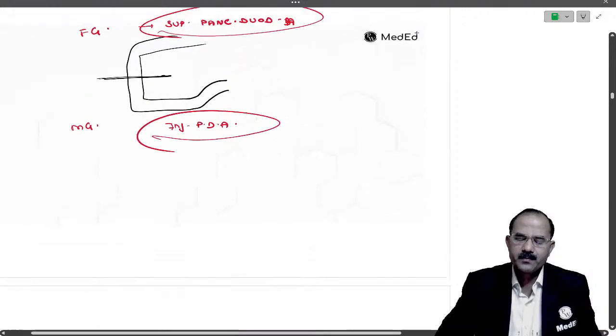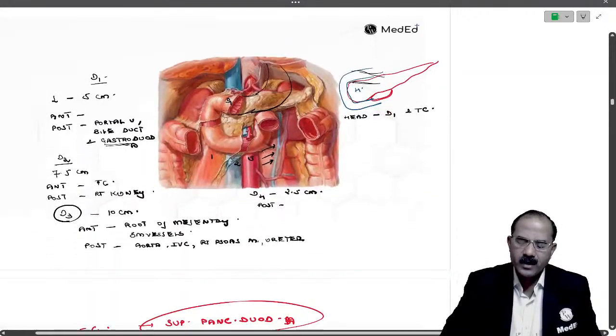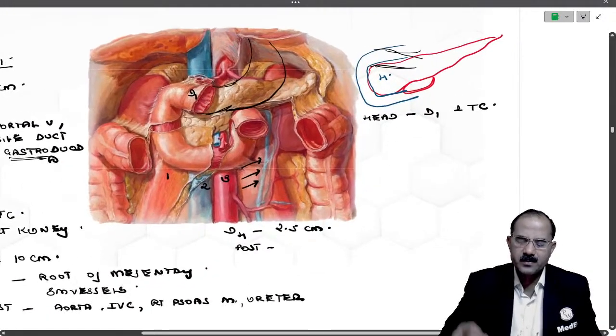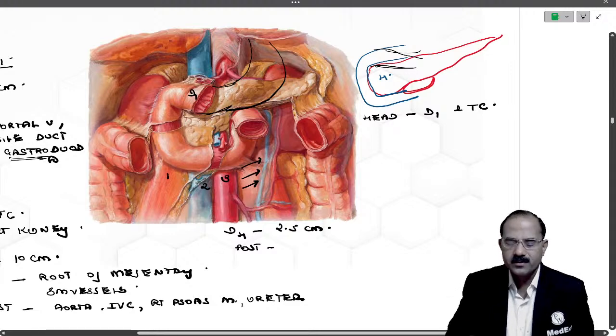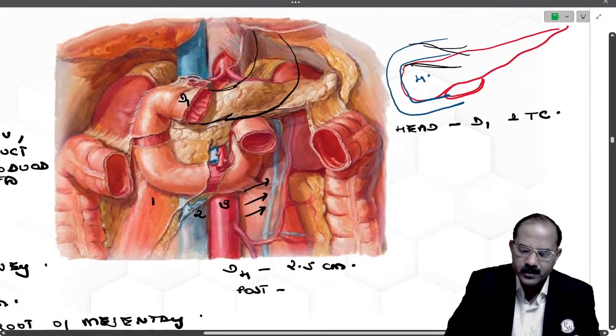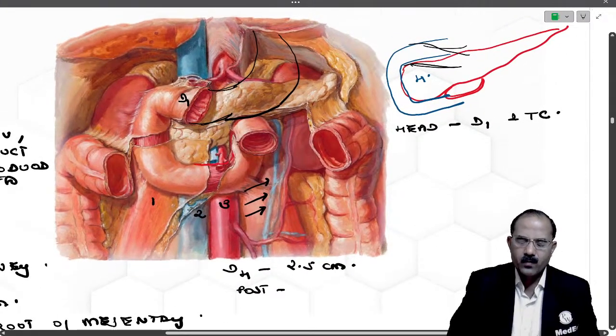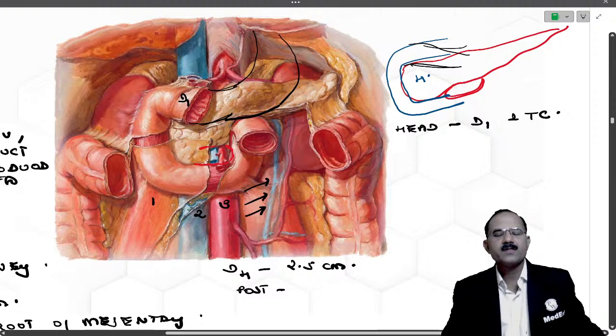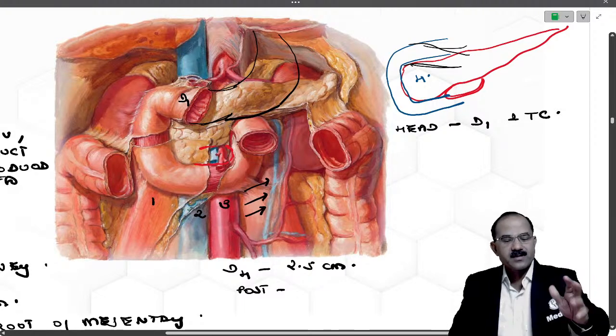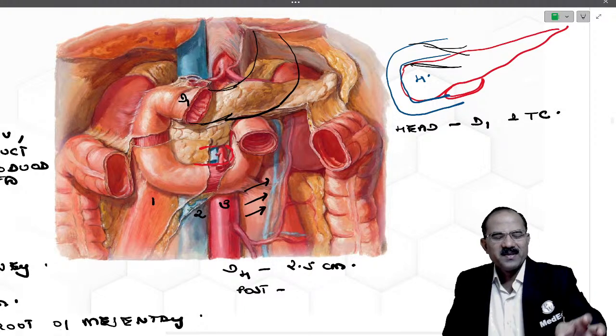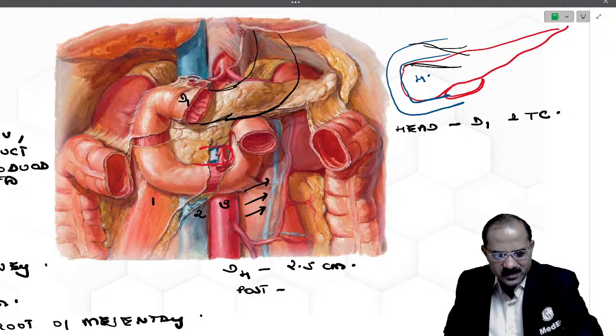Fine, bachcho. Just one last relation is left. The relation of the uncinate process. Just see the slide and tell me who is anterior to the uncinate process here. What lies anterior to the uncinate process? There are ads coming in between. What lies anterior to the uncinate process? Any guesses?